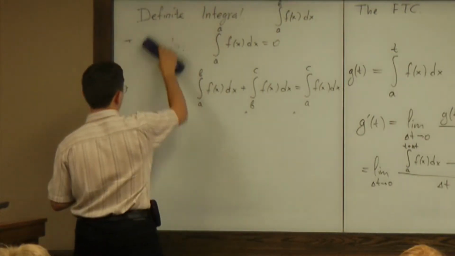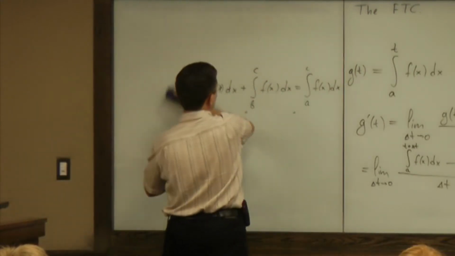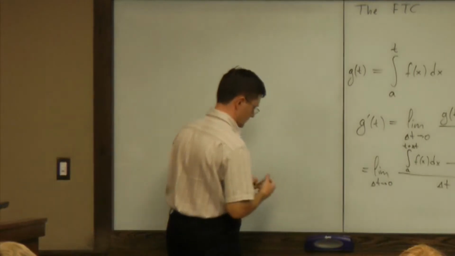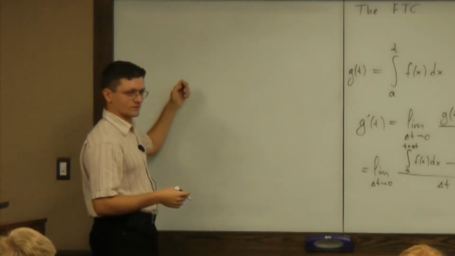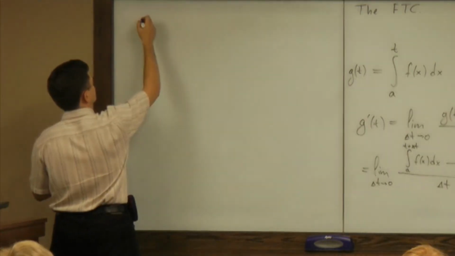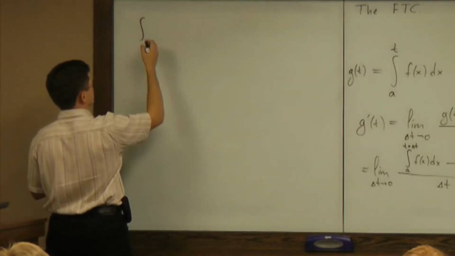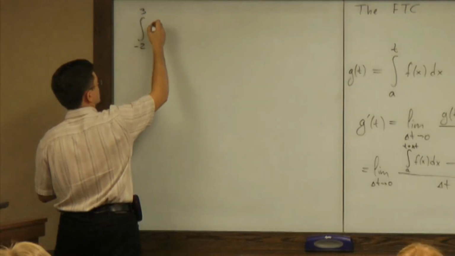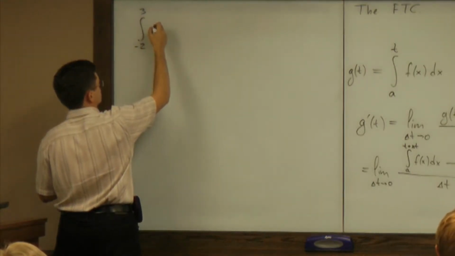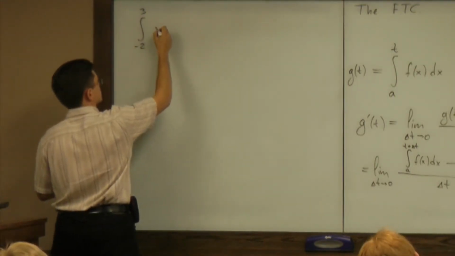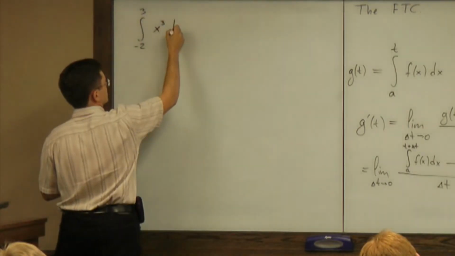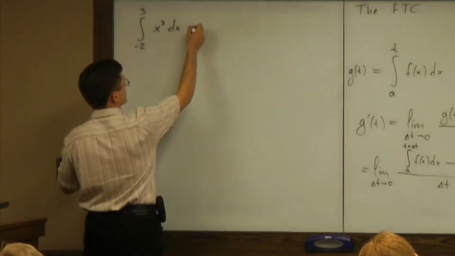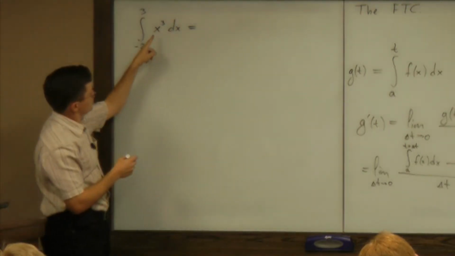So let me do an example. And I will not do a simple example as you practiced for the homework. I will find an integral from -2 to 3 of the function. Here, let me start with a simple one. x cubed dx. So what do you do to find that?